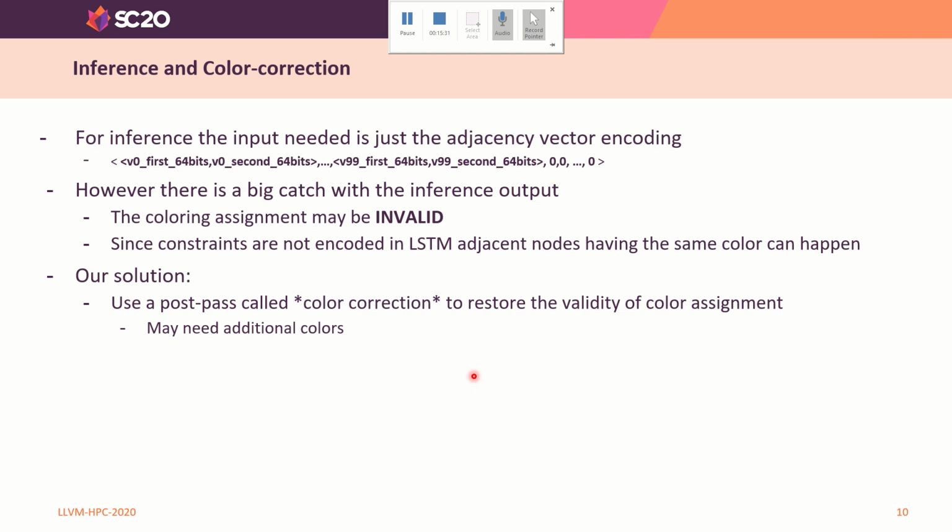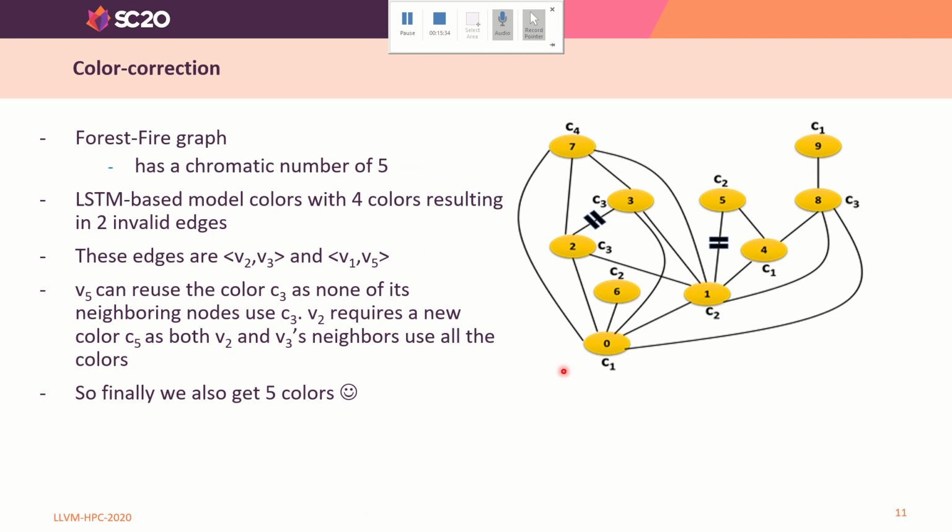Just to give you an example, this is a famous graph used in literature for graph coloring called the forest fire graph. It has a chromatic number of 5. But when we pass this through our model and try to infer, the LSTM based model colors it with 4 colors, C1, C2, C3, and C4. And then we see that there are 2 invalid edges. One invalid edge is 2 to 3 because both of them are assigned color 3, right? And the other invalid edge is between 1 and 5 because both have been assigned color 2.